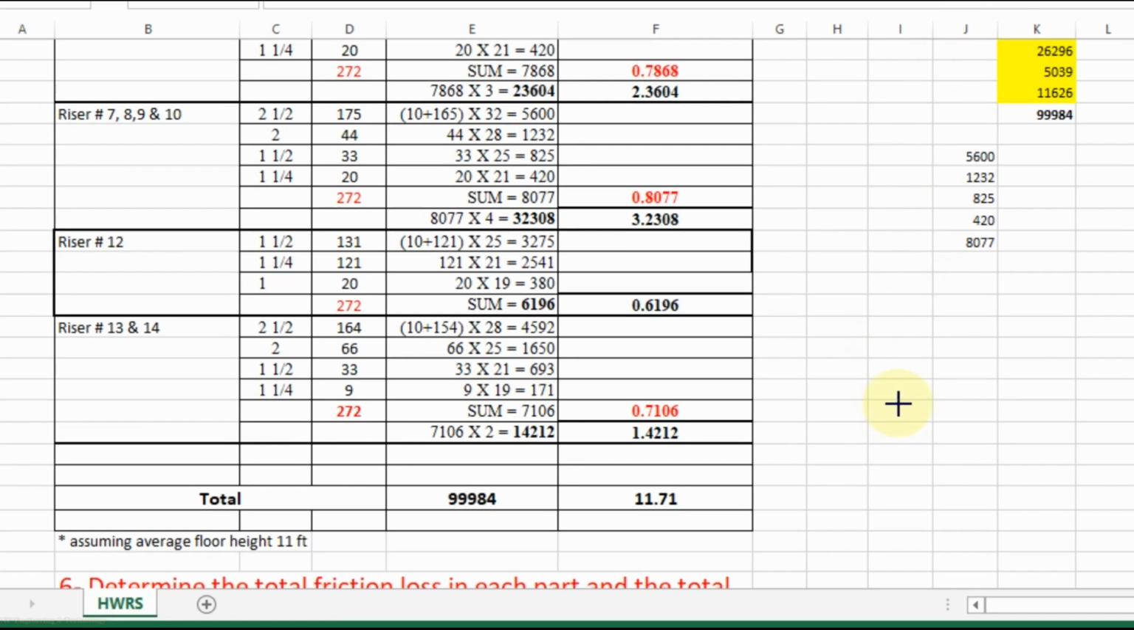So in this way we have calculated the total GPM required for the hot water recirculation pump as 11.71, or as a round figure we can take it as 12 GPM.